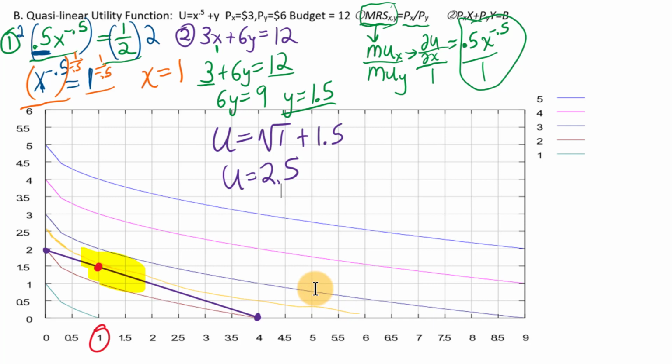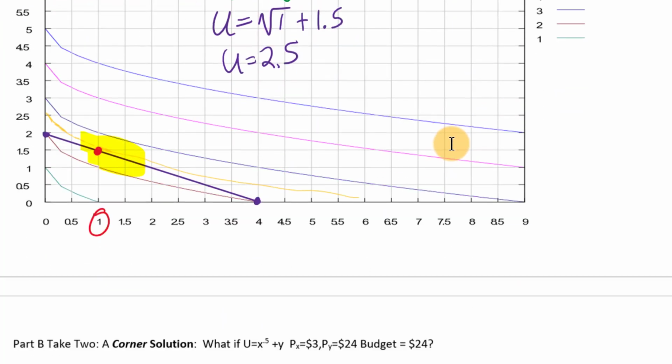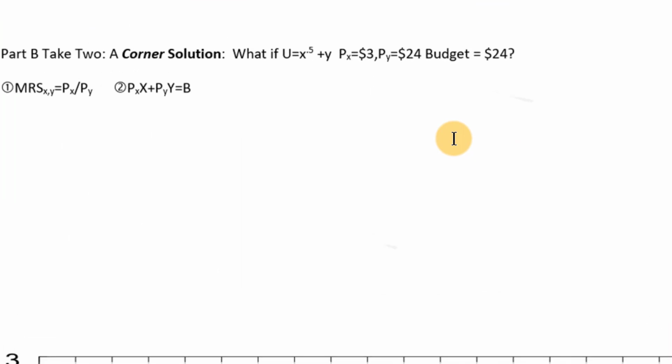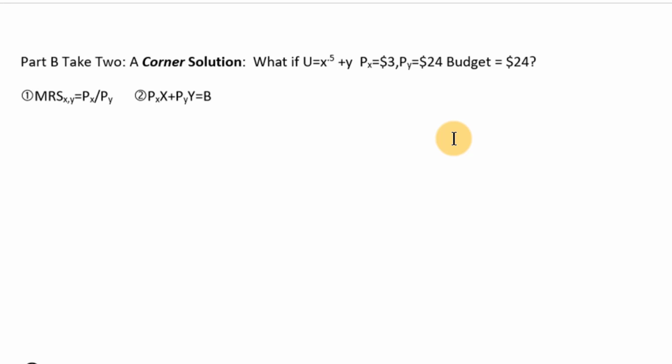Now I want to do one more problem here, because every once in a while, if you are using something like a quasi-linear utility function here, sometimes you'll run into a solution that doesn't seem to make sense to you. So we have to cover this last case. And this last case is when we get what we're calling a corner solution. So let's study this same utility function that we were looking at before, but let's change the prices.